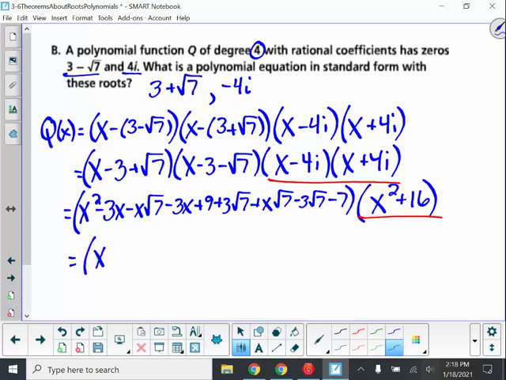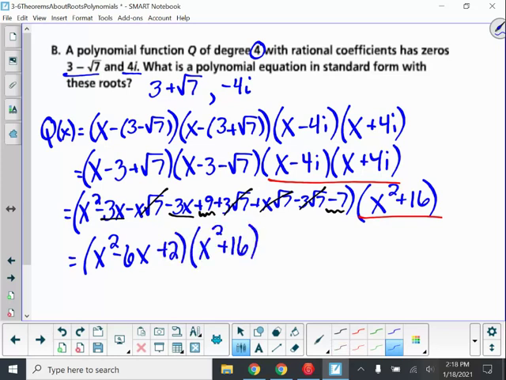So now simplifying, I have x squared minus 6x, my terms that disappear, minus x square root of 7 plus x square root of 7, 3 square root of 7 minus 3 square root of 7. I already did my x terms, and then I have the 9 and the negative 7, which gives me a plus 2. And then I'm going to carry down the x squared plus 16. Only thing left to do now is multiply those terms together.